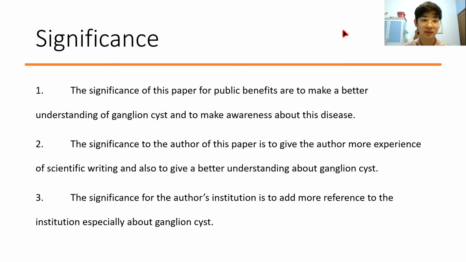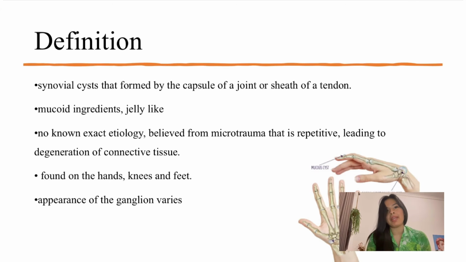Next, there are 3 significances of this paper. The first one is for the public's benefit, to make a better understanding of ganglion cyst and to make awareness about this disease. The second one is for the author of this paper, to give the author more experience of scientific writing and also to give a better understanding about this disease. The third and last one is for the author's institution, to add more references to the institution, especially about ganglion cyst.